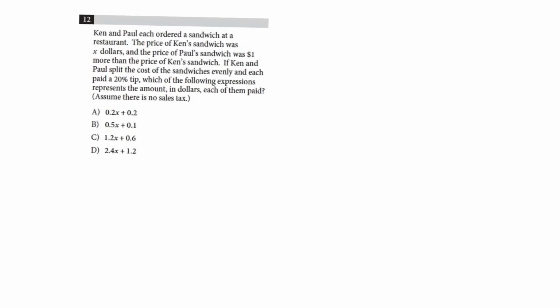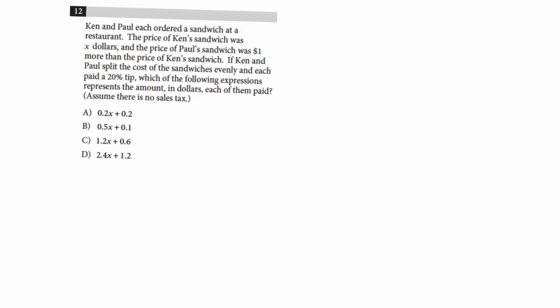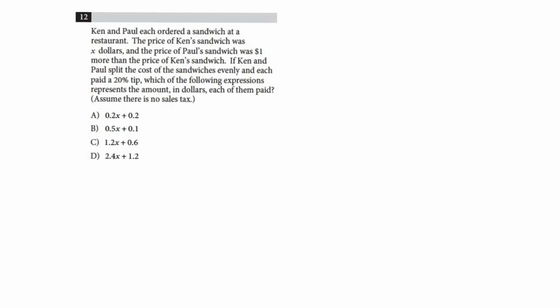12. Ken and Paul each order a sandwich at a restaurant. The price of Ken's sandwich was x dollars, and the price of Paul's sandwich was $1 more than Ken's sandwich. So Ken's sandwich was x dollars, and Paul's was $1 more than Ken's. If Ken and Paul split the cost of the sandwiches evenly and each paid a 20% tip, which of the following expressions represents the amount in dollars each of them paid?